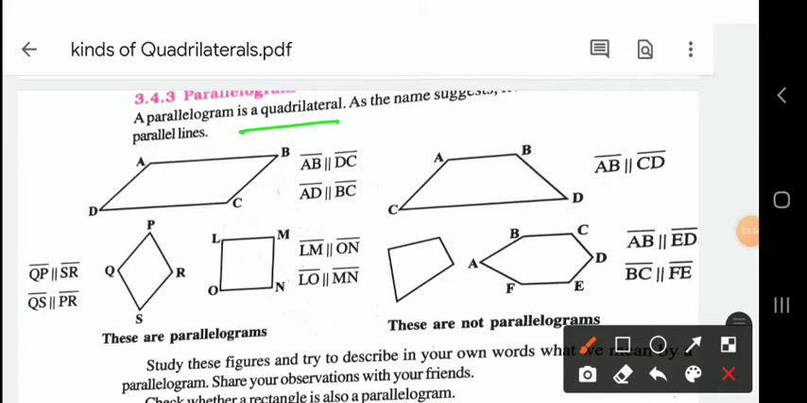That is, here we get AB bar is parallel with DC bar, and AD bar is parallel with BC bar. Opposite sides are parallel to each other. So this quadrilateral is called a parallelogram.